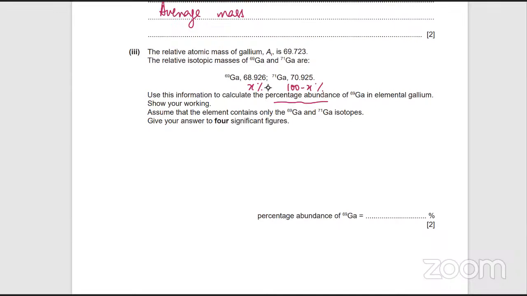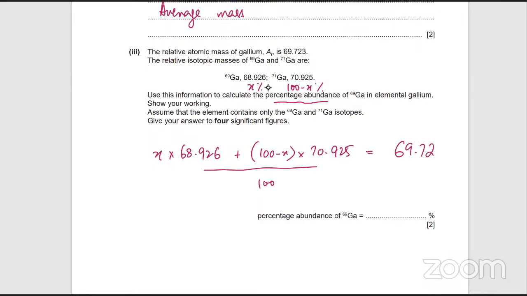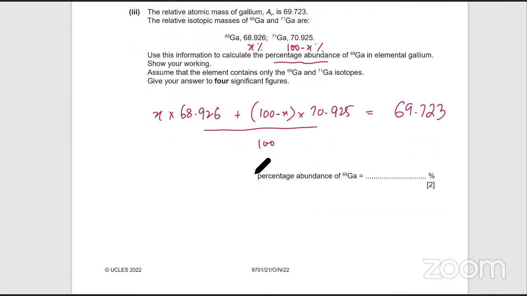So you just have to find, what's the formula? It's percentage abundance times the isotopic mass. So it's X times 68.926 plus (100 minus X) times 70.925. Everything gets divided by 100, and that's equal to 69.723. So you'll be able to figure out what X is. Is that clear? Yes.